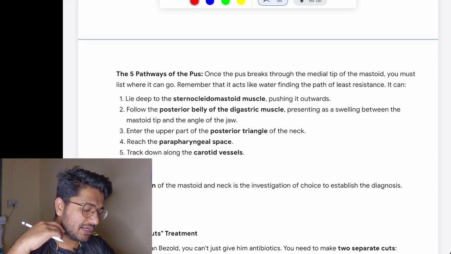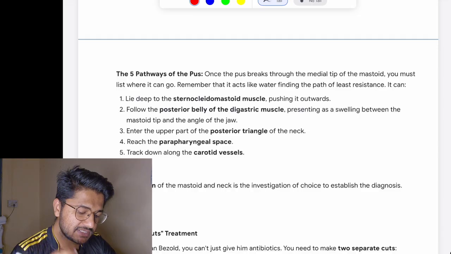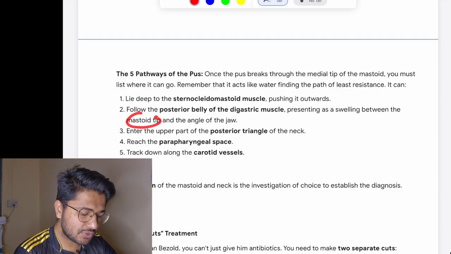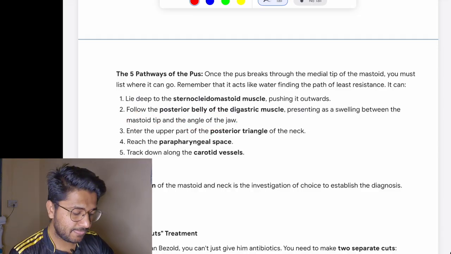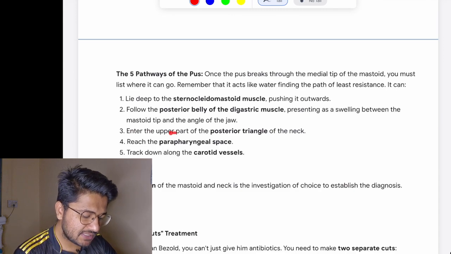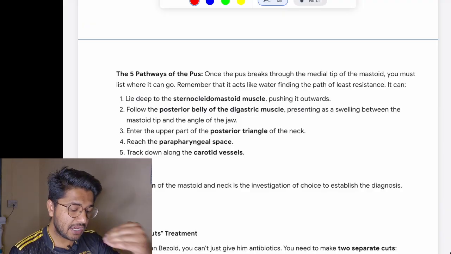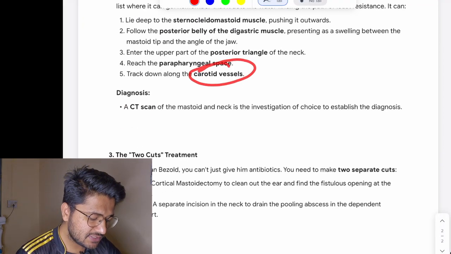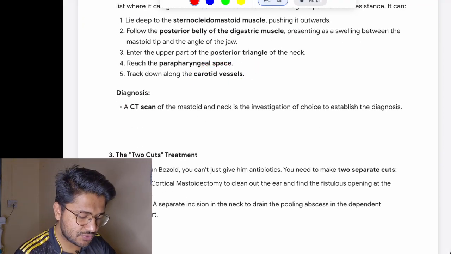Follow the posterior belly of the digastric muscle, presenting as a swelling between the mastoid tip and the angle of the jaw. Enter the upper part of the posterior triangle of the neck, reach the parapharyngeal space, then track downwards along the carotid vessels. The diagnosis is a CT scan of the mastoid and neck, the investigation of choice to establish the diagnosis.